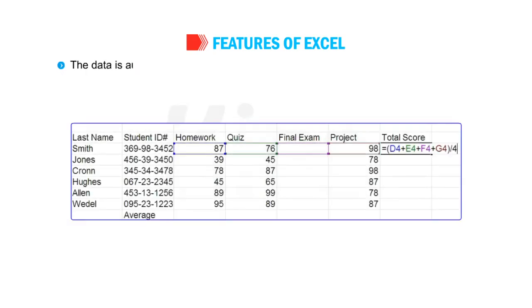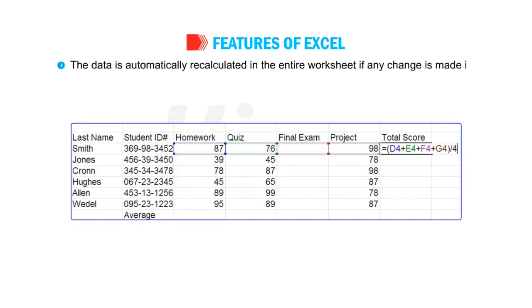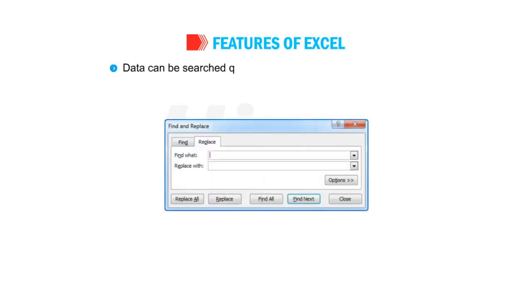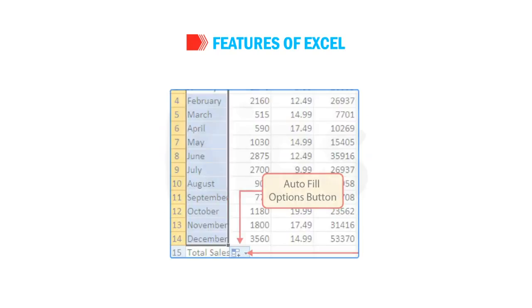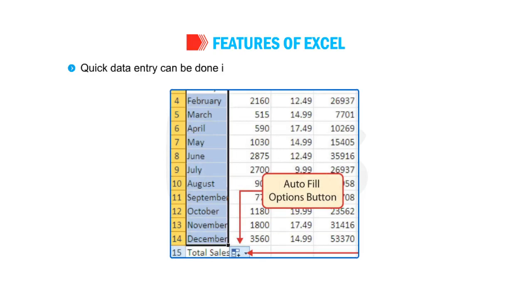The data is automatically recalculated in the entire worksheet if any change is made in a single cell. Data can be searched quickly and, if required, replaced instantly. Quick data entry can be done in a large series of cells by using the autofill option.